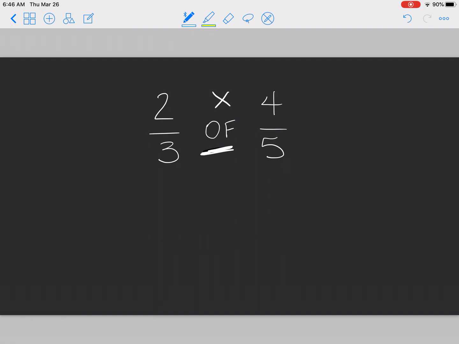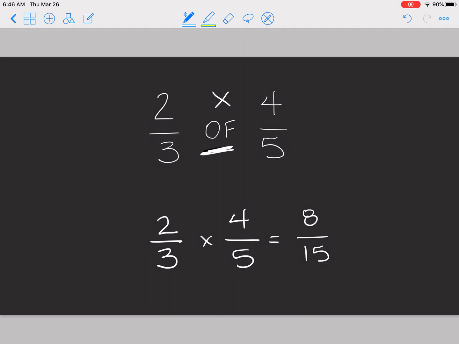So I'm simply going to rewrite 2/3 times 4/5. We're going to multiply straight across. 2 times 4 is 8. 3 times 5 is 15. I can't simplify this fraction, so our final answer is 8/15. So 8/15 of the whole pan of brownies.